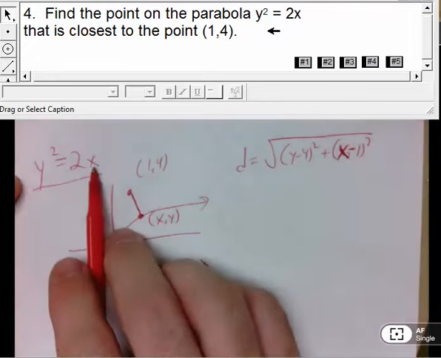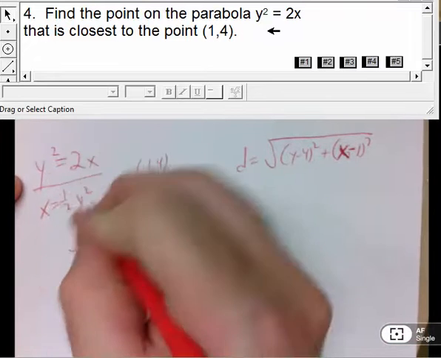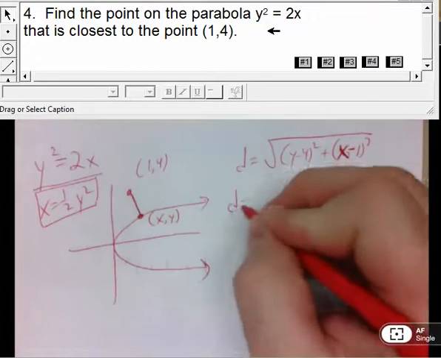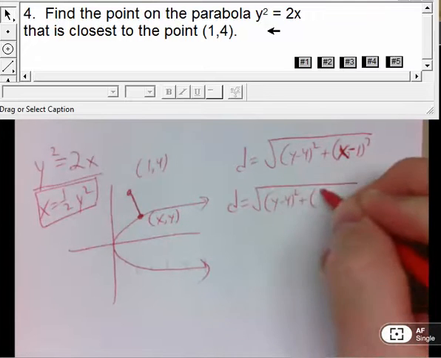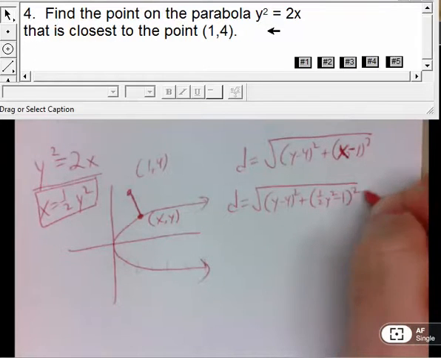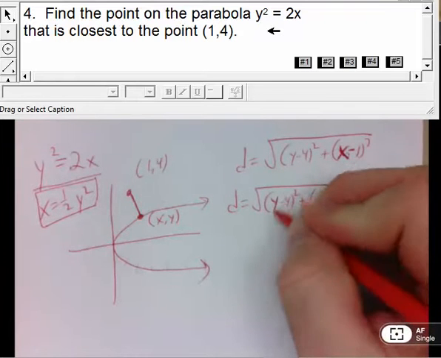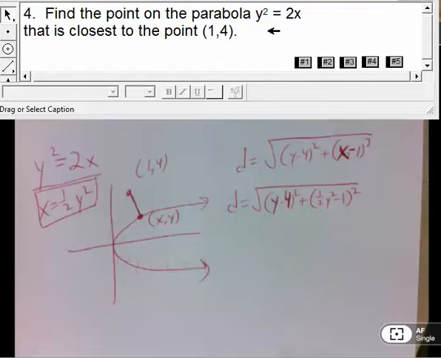The easiest way probably would be to solve for x. So x is 1/2 y squared. I'm going to put that in over here. So the distance is going to be the square root of y minus 4 squared plus 1/2 y squared minus 1 squared, and there's my formula. I know these look the same. This is a y, and this is a 4. They both look like y's when I look on the screen.